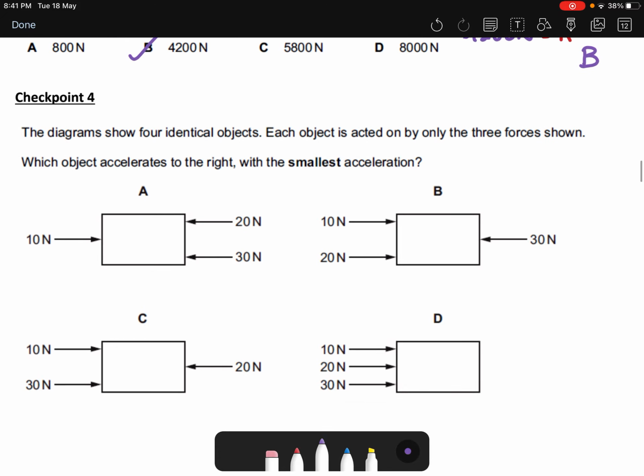Checkpoint 4. So we have the diagram shows 4 identical objects. Each object is acted on by only 3 of the forces shown. So which object accelerates towards the right, and with the smallest acceleration? So I want the object to accelerate towards the right. Since the object accelerates towards the right, there must be a resultant force towards the right also. Right? Okay, and with the smallest acceleration means that my resultant force must be low enough, but not 0. Okay, not 0. So let's take a look at our option A.